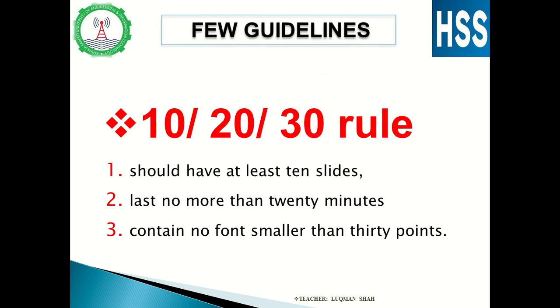And what are the rules for the construction of any presentation? Remember, there is the 10, 20, and 30 rule. One, the presentation should have at least 10 working slides, 10 main slides. Second, it should last not more than 20 minutes, minimum 10 minutes and maximum 20 minutes. And then it should not contain any font smaller than 30. So the least acceptable font in a presentation is 30, minimum 30 and maximum up to the particular requirement.